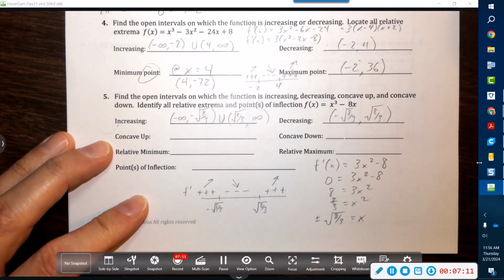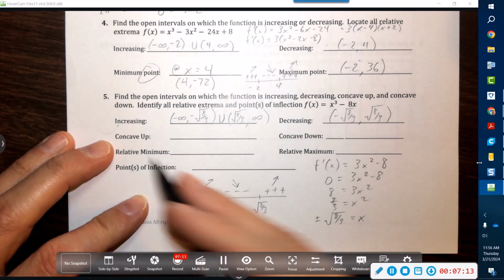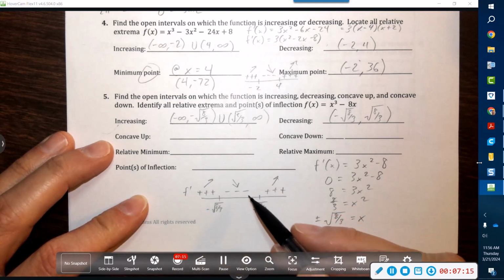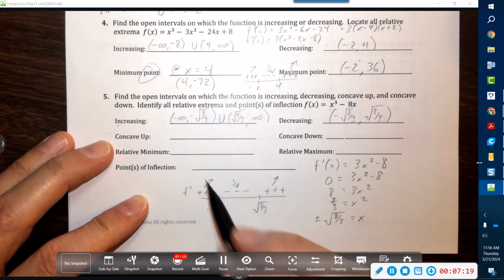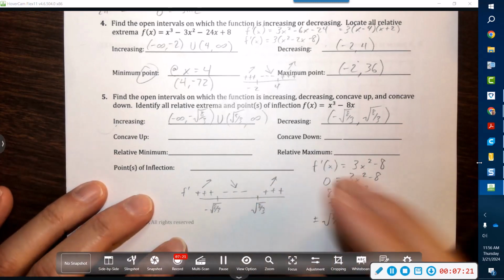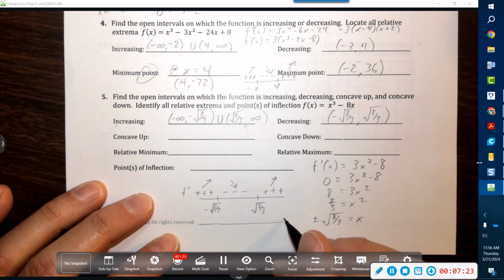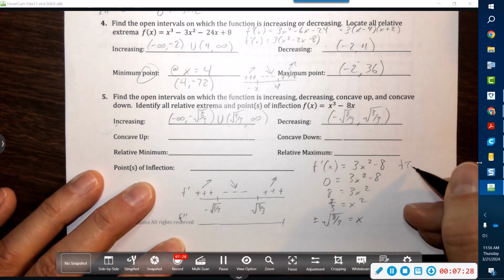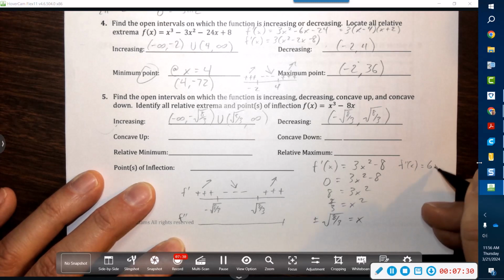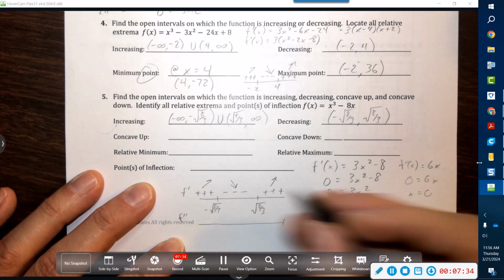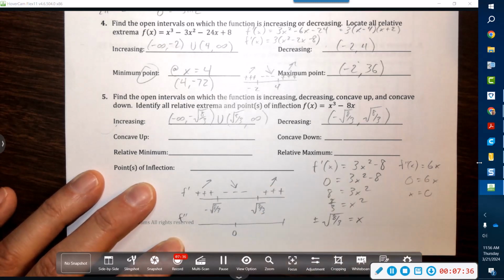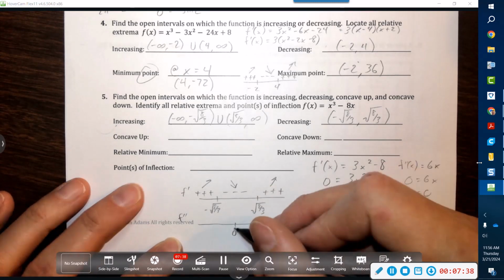All right, so where is this guy concave up? Well, it looks like he is concave up right here. But let's find out where he switches gears. So for that, we go to the second derivative. Let's take the second derivative, and that's just going to be 6x. Making that equal to 0, we're going to get x equals 0. So right there is 0. So right there is the point of inflection.